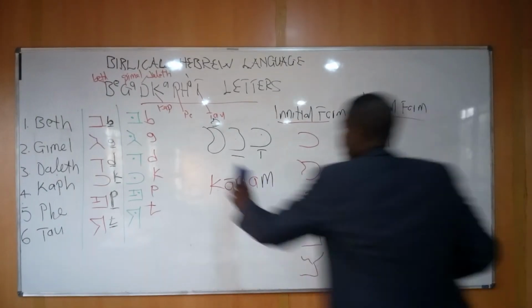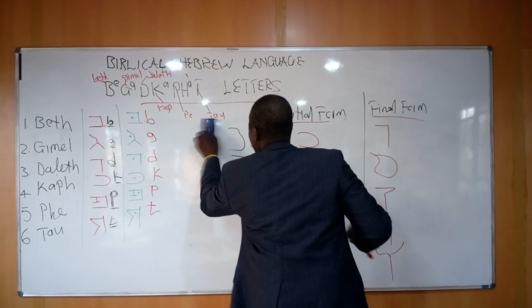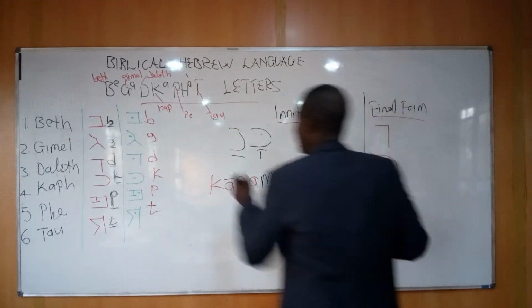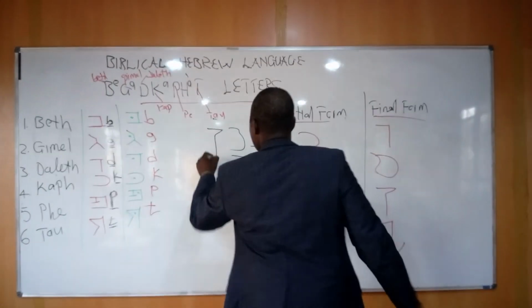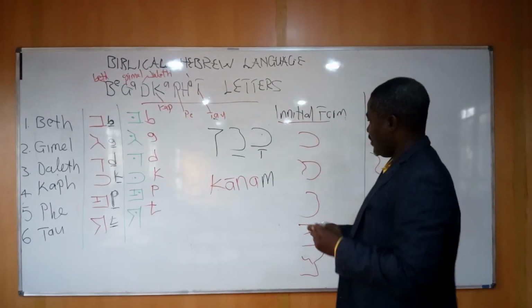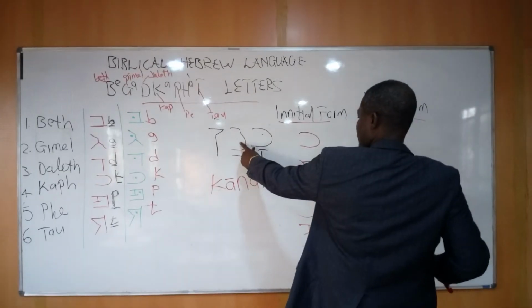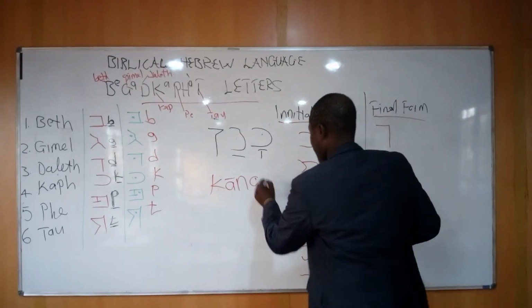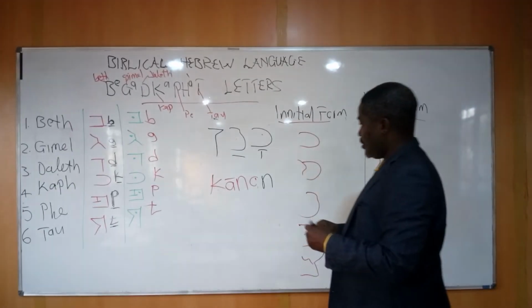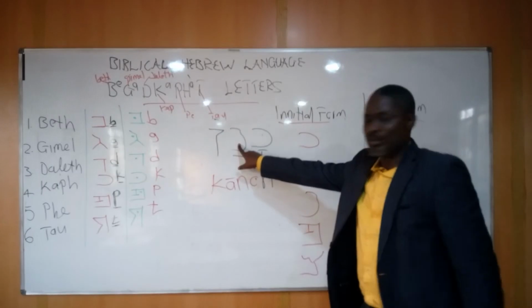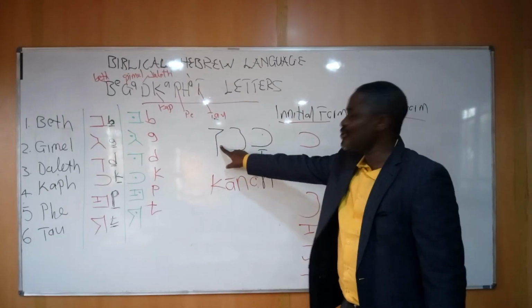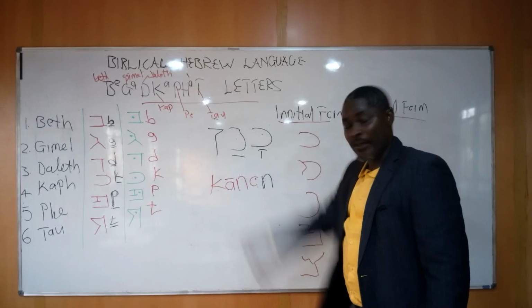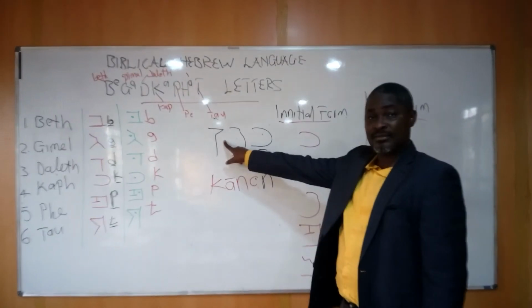Now let me also use another. Let me use Kaf now. Let me use Nun. You have Kanan. This is a Nun. This is a Nun. This is an initial Nun because it's in the middle. But because this Nun is ending the word, the form changes to this.